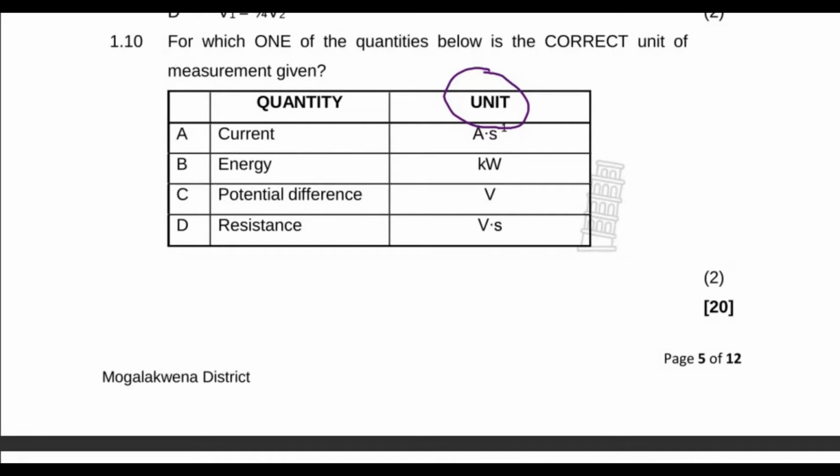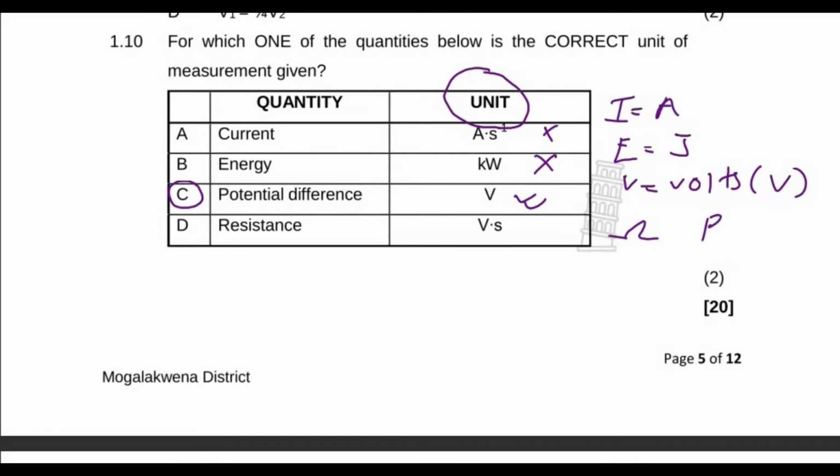So is the current measured? The current I is measured in amperes. So this means this is incorrect. Energy is measured in joule, J. So this means this is incorrect. Potential difference, yes, is measured in volts, V. So this option is actually correct. And the resistance D is actually measured in ohms. And remember, resistance can be given by V over I. It means it's going to be V over A, not Vs. So the correct option there, as I've mentioned, is 1.10.